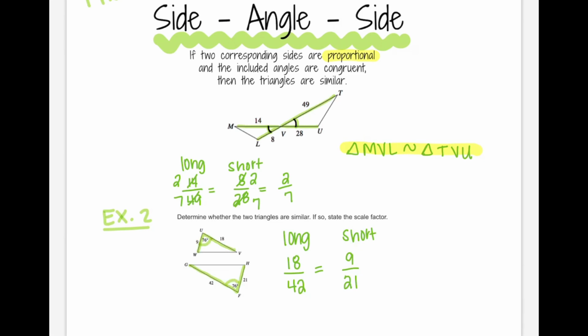In the top triangle, we have these two sides that are proportional to these two sides on the bottom triangle, and that degree measure of 76 is between the two proportional sides. So that is side-angle-side similarity. So we'll say yes, they are similar.